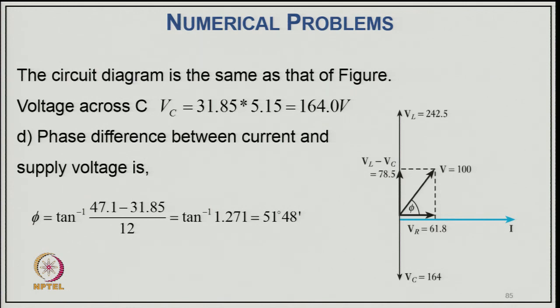So, the circuit diagram is the same as that of here. The voltage across capacitor V C equals 31.85 into 5.15, that is 164 volt, and the phase difference between the current and supply voltage will be phi equal to tan inverse of 47.1 minus 31.85 divided by 12, that is tan inverse 1.271, that is 51.48 degree.